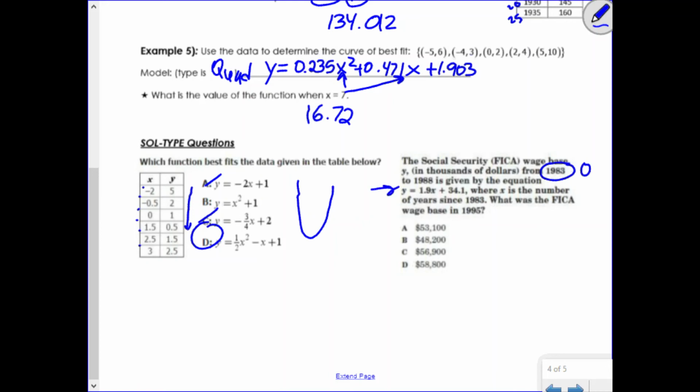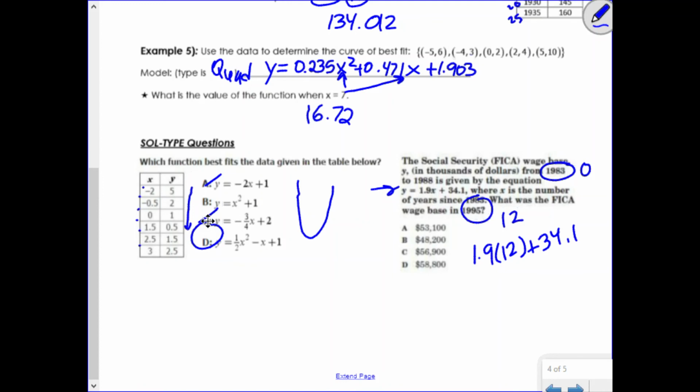And then they're asking, what would the wage base be if we're in year 1995? So we're going to do the same conversion that we did for the cheese question, where we had to plug a number into the equation for x. If the base year is 0, how many years does it take to get from that year to 1995? Well, you have to add 12 years to get from 1983 to 1995. So in our conversion, that would be 12. So we're plugging 12 into our equation: 1.9 times 12 plus 34.1.